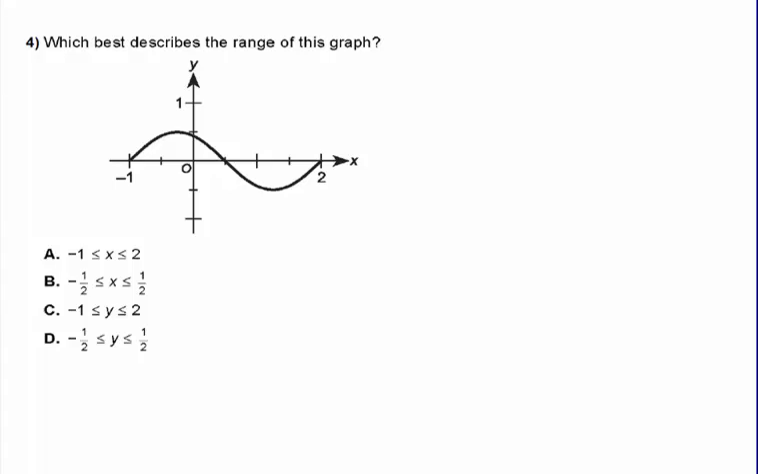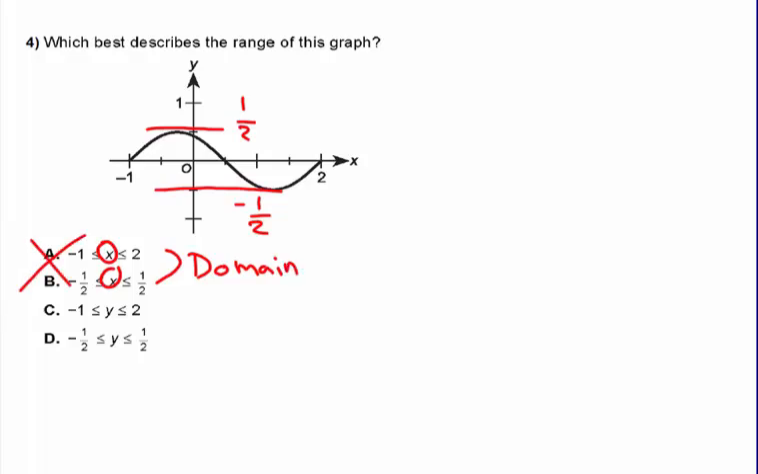All right, so hopefully you remember the range is what the y values vary from. So we can see this one goes up to 1/2 and then down to negative 1/2. So A and B can't be it because those are x's. That's referring to a domain value, so those can't be the right answer. And then notice D is from negative 1/2 up to 1/2.